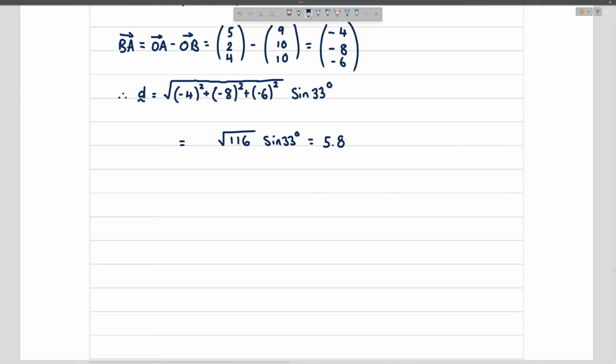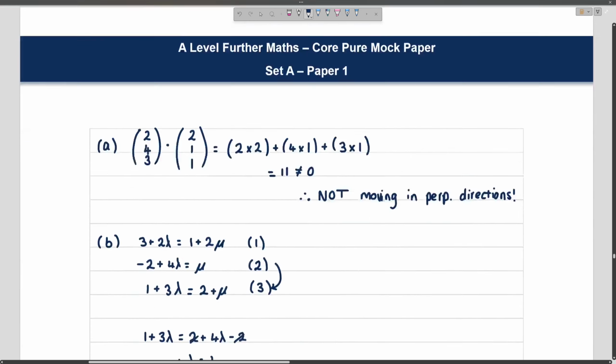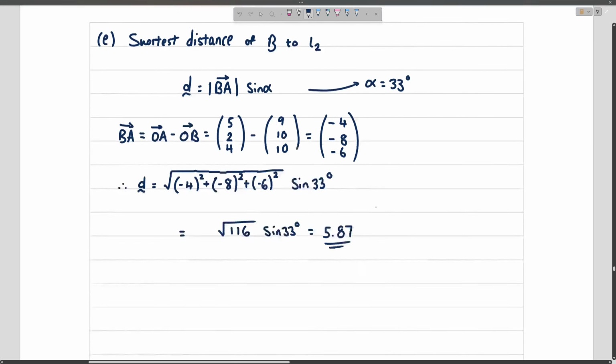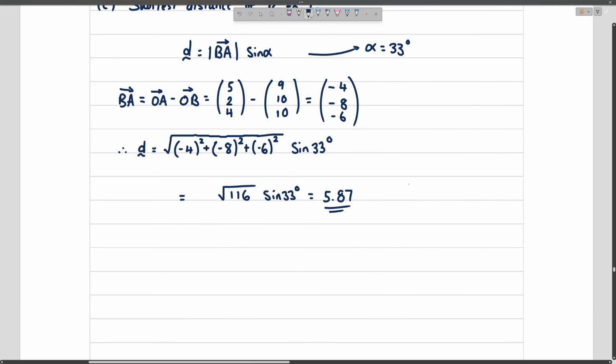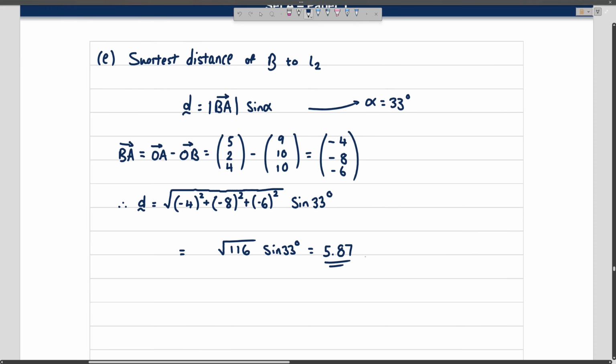So 5.87 units there, okay? And there we are. So this here is the shortest distance between the point B and the line L2 there, okay? And there we have it then. So, not the easiest vectors question, but certainly not the most challenging. But there we have it. So that gives the solution there to question 7.